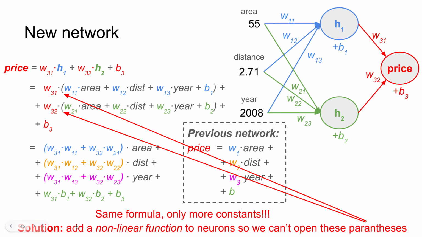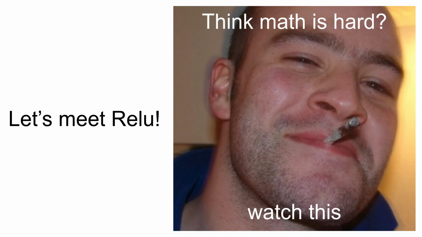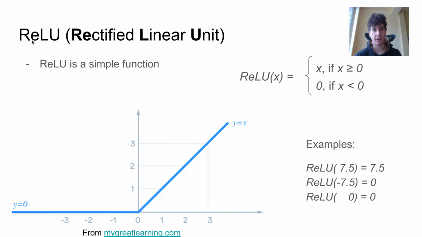So the solution is to add a nonlinear function here to each neuron, so we can't open the parentheses and multiply with each one. So if this sounds scary, don't worry. The nonlinear function is really simple. One of them is called ReLU. So basically, ReLU is a rectified linear unit. It's a really complicated name for what it does. So it's just something like this.